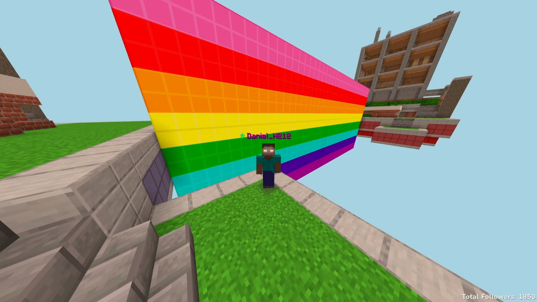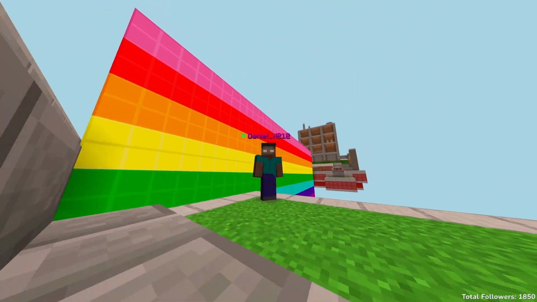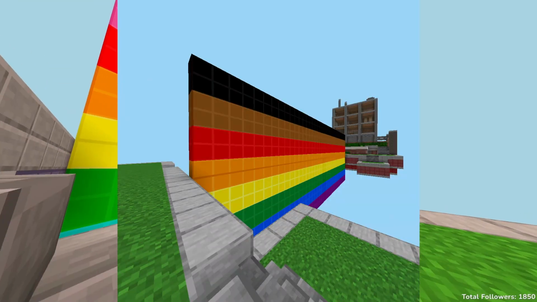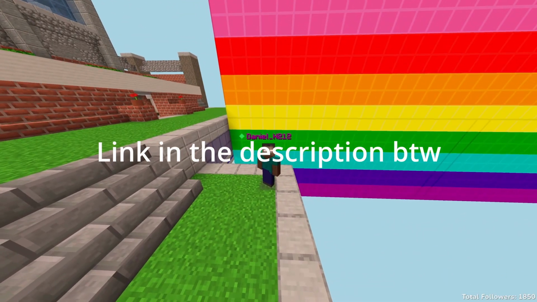And then, yeah, I've also made a pack with that flag for the bridge. It's a Philadelphia pride flag overlay.